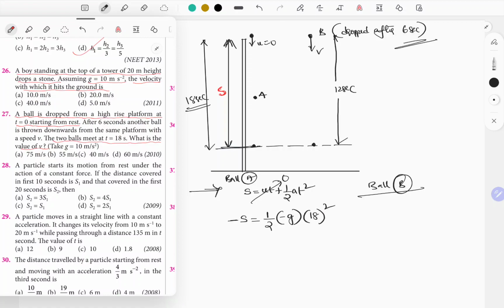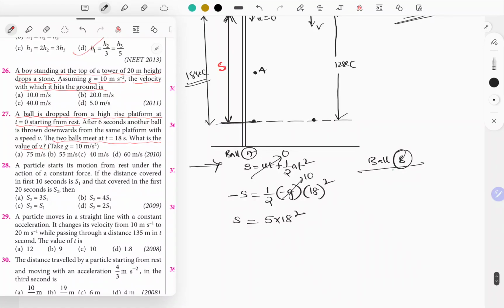18 square. So the g value substituted is 10. So finally, S is equal to 5 into 18 square. Whatever answer we get, we have to substitute it here. Just keep it as it is. Let us see it after finding this.